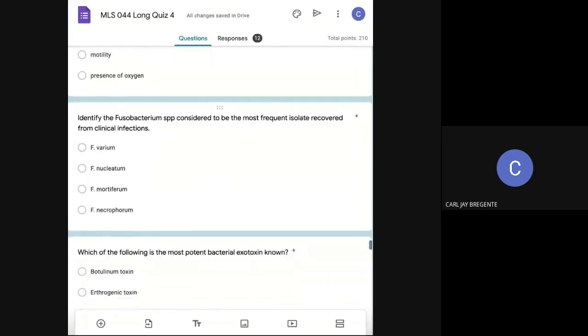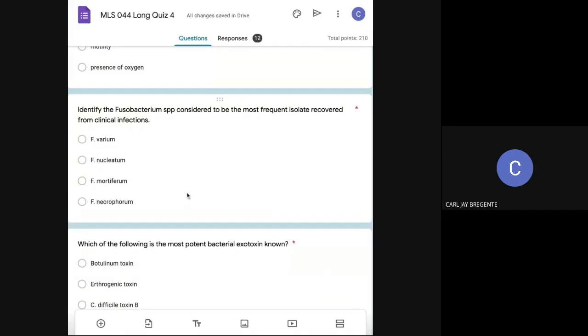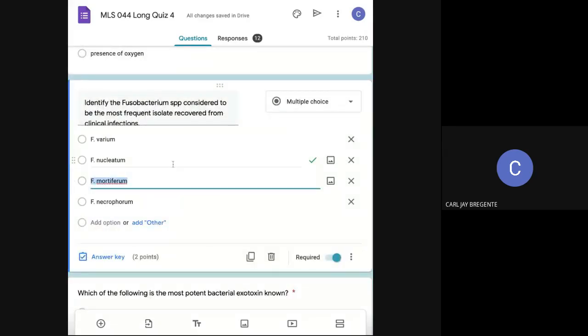Identify the Fusobacterium species considered the most frequent isolate recovered from clinical infection. There is only one, I think, known species for Fusobacterium, and that is Fusobacterium nucleatum, which causes common pathogenic infections in humans.